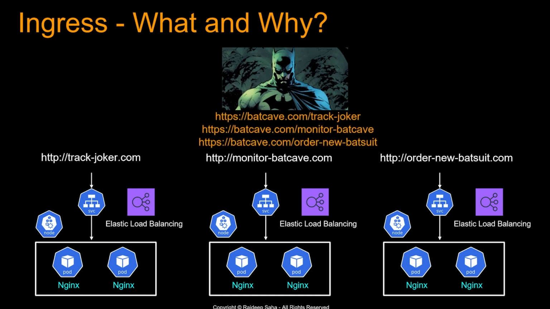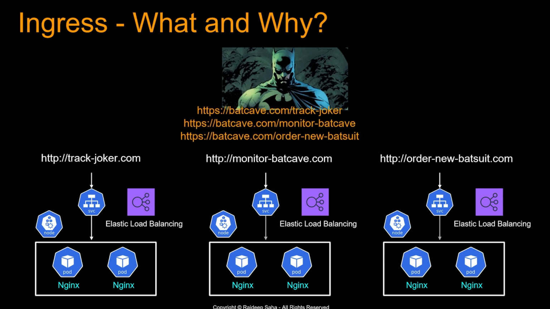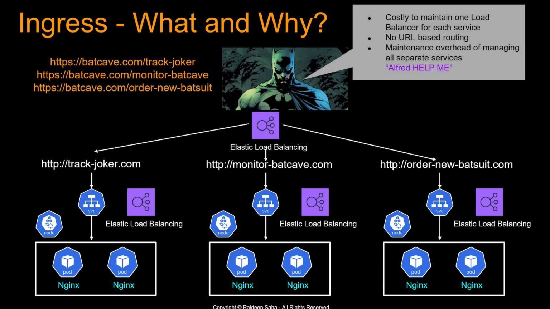So ideally, you want to have batcave.com/trackjoker/monitor-batcave/order-new-batsuit. And if you want to achieve that with a traditional load balancer service, you have to have another load balancer sitting on top with Route 53 with batcave.com, and then you have to route traffic for different routes to this underlying load balancer. So it is costly to maintain this configuration because you are using a lot of load balancers.